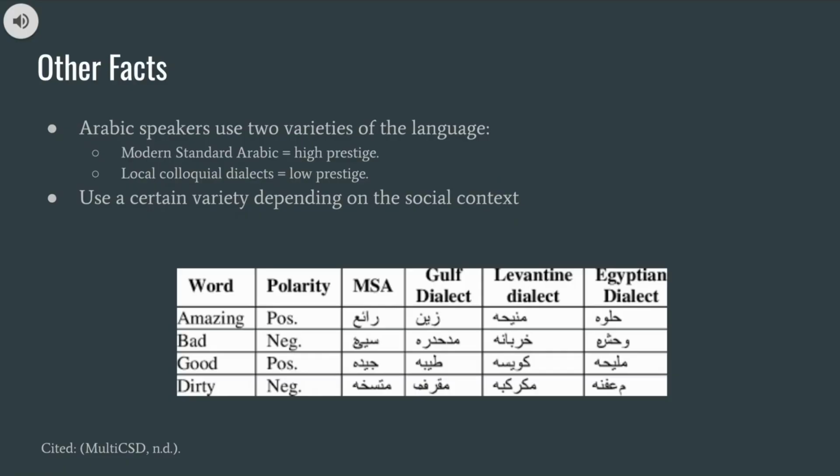Some other facts about the Arabic language include high prestige and low prestige. Modern Standard Arabic is considered high prestige, while the local colloquial dialects are considered low prestige. These varieties depend on the social context when speaking. This also results in code switching within the conversation to better suit the topic or the meaning.